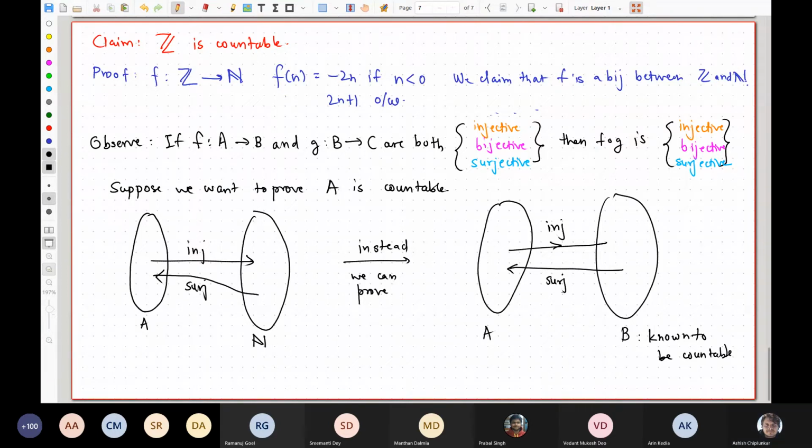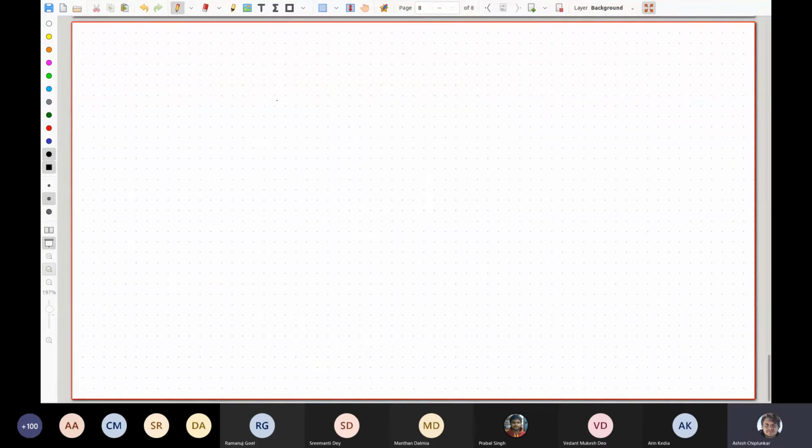Okay. So is this idea clear? Okay. Cool. So now let us prove something else. Let us add more sets into our vocabulary of countable sets. Let us prove that N cross N is countable.